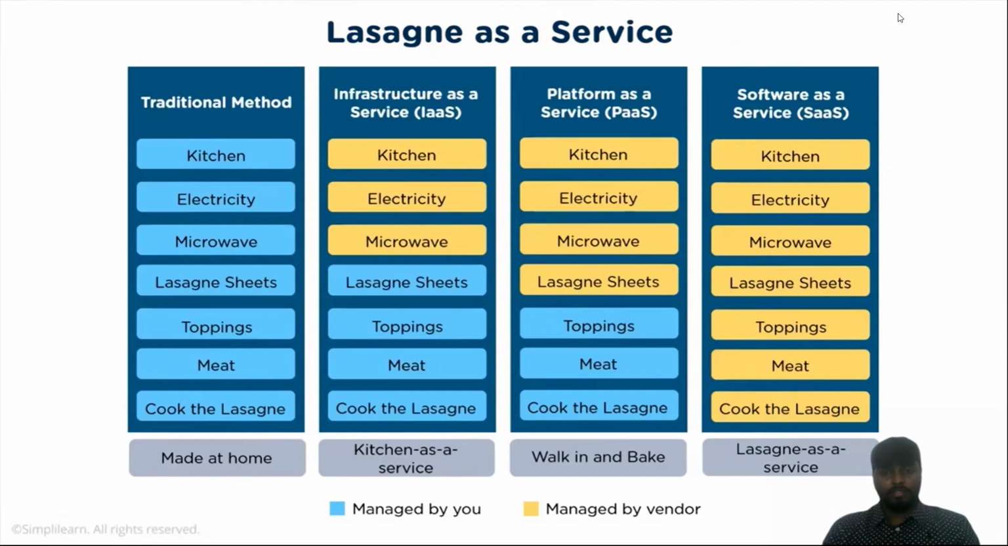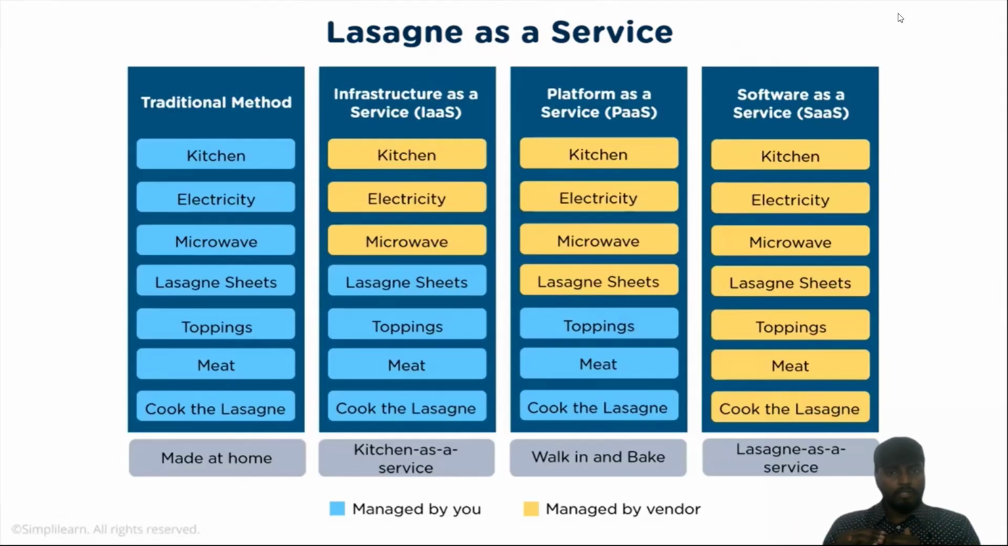Eat Club, from these kinds of apps. The yellow part of the things are managed by the vendor, and the blue part is managed by the user. In software as a service or lasagna as a service, everything is managed by the vendor. The only thing is we have to consume that lasagna. That is the easiest thing, software as a service.